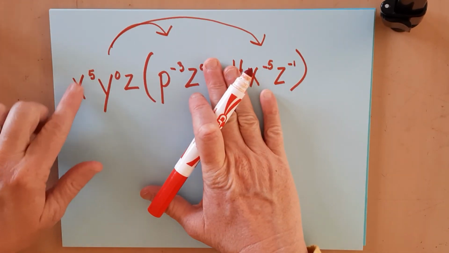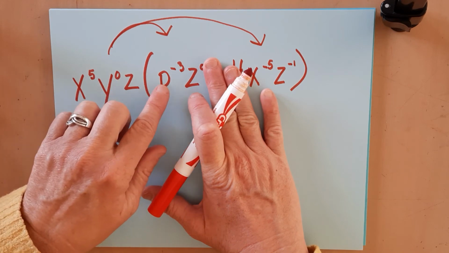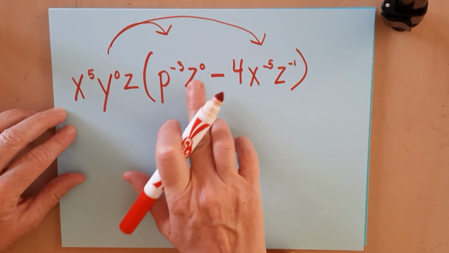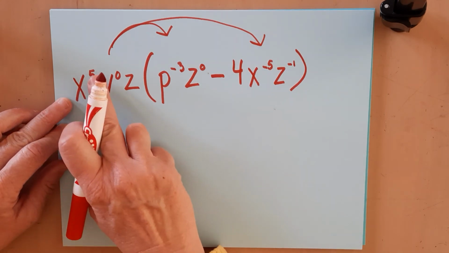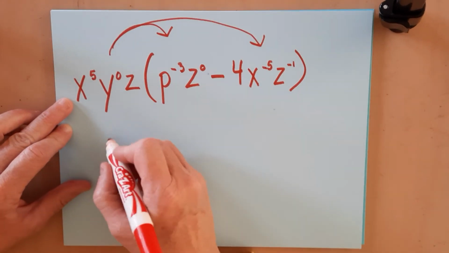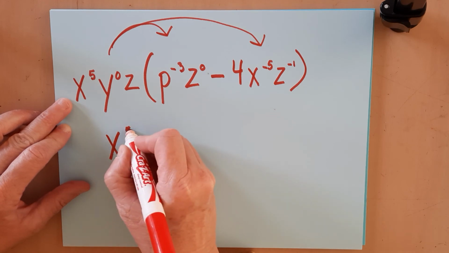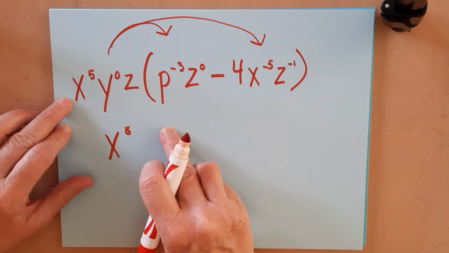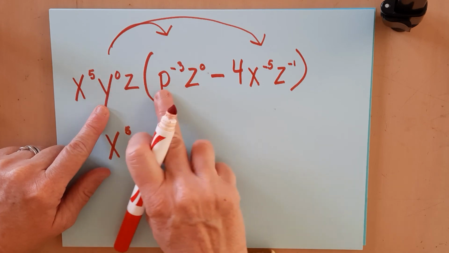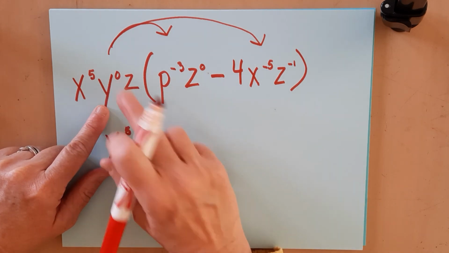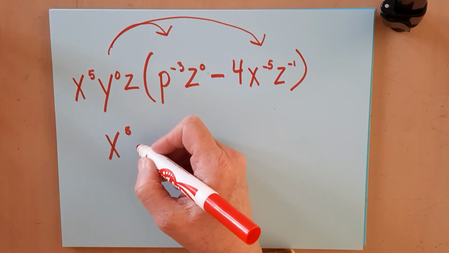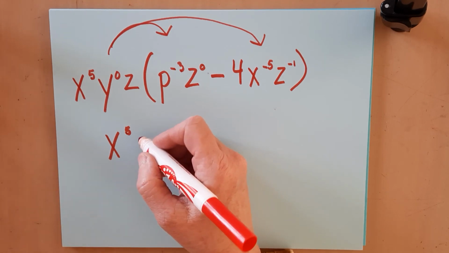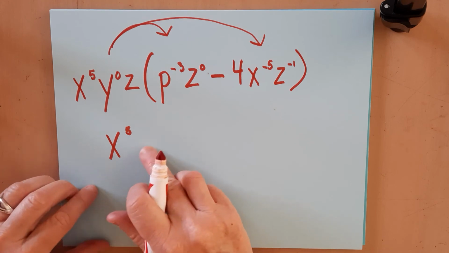Taking this part only, x to the 5th, y to the 0, p to the negative third, times z to the 0. We get x to the 5th, and there are no x's over here, so that remains the same. And then we have y to the 0, no other y's, and y to the 0 is just 1, so we don't have to worry about the 1, because when you multiply something by 1, you just get itself. So there are no more y's.